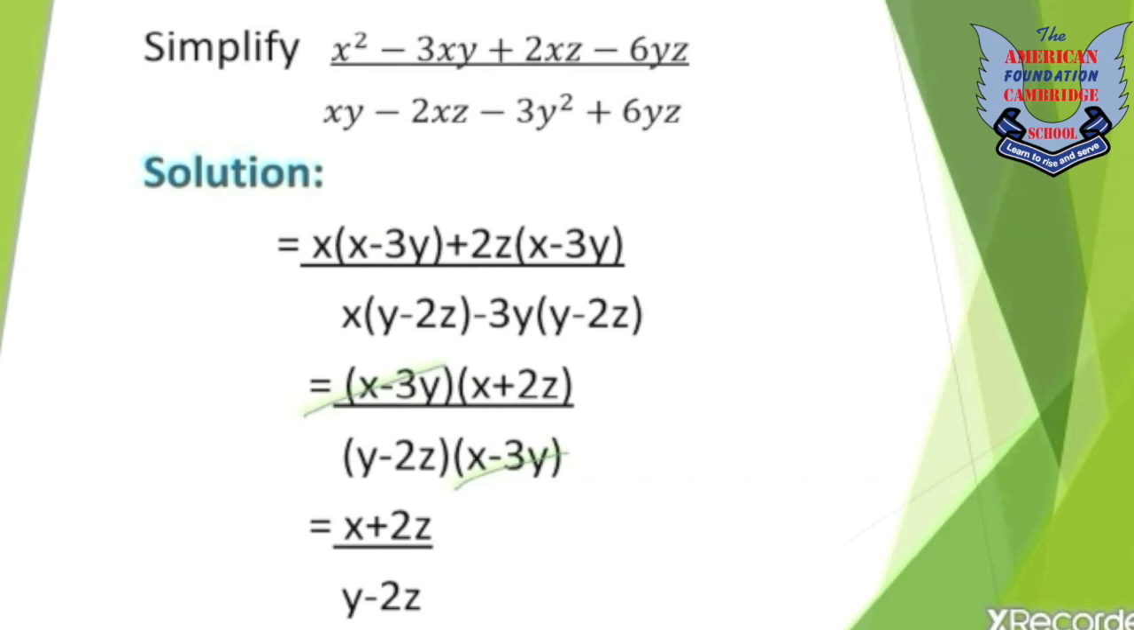Similarly, from the denominator, extract the common factors x and −3y by grouping the first two terms and the last two terms of the given expression. Second step, extract the common bracket from the numerator, (x − 3y), and write (x + 2z) in another bracket. In the denominator, extract the common bracket (y − 2z) and write (x − 3y) in another bracket. Now the whole fraction is factorized. You can reduce it. (x − 3y) will be cancelled and you will have (x + 2z) upon (y − 2z) as your answer.